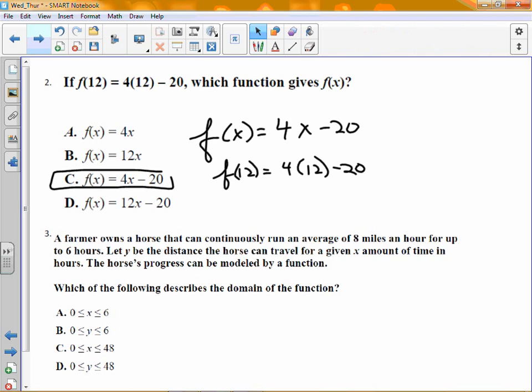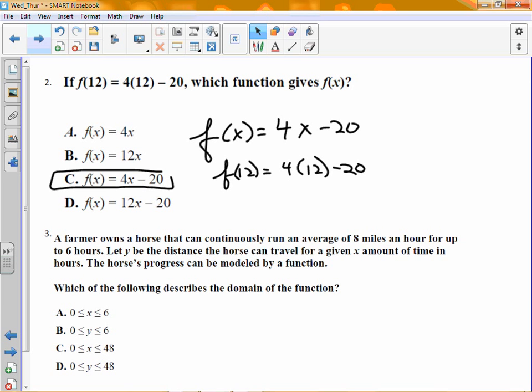All right, I loved this problem earlier in the day as I worked through this one because of some of the things it's going to force us to talk about. It says a farmer owns a horse that continuously runs an average of 8 miles for up to 6 hours. 8 miles an hour for up to 6 hours. Let y be the distance. Distance equals rate times time. Y is the distance for a given x amount of time.